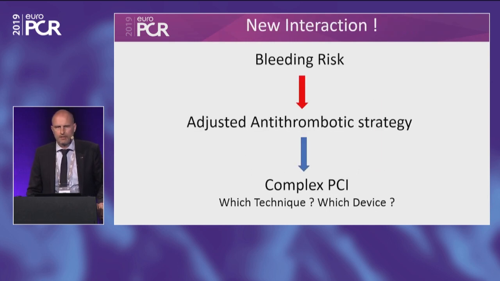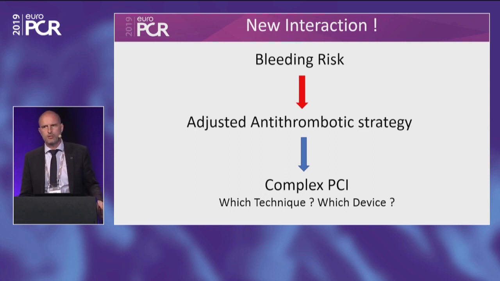So we probably also have to try a new interaction, which is first to identify the bleeding risk of the patient, which will require an adjusted antithrombotic strategy, and therefore to tailor the complexity of the PCI performed, for both the choice of the technique, but also the choice of the device we use, integrating the bleeding risk of the patient.